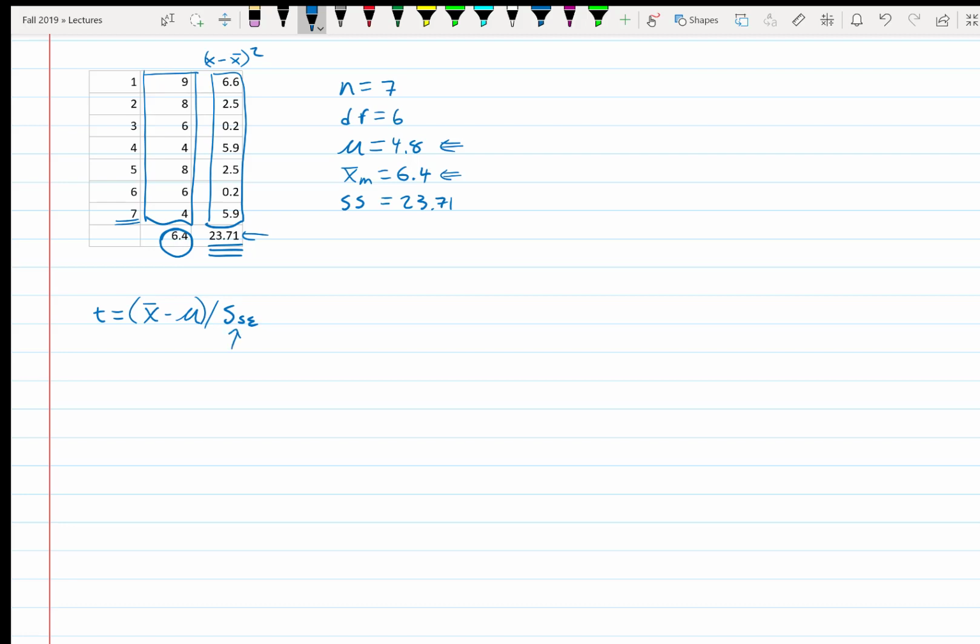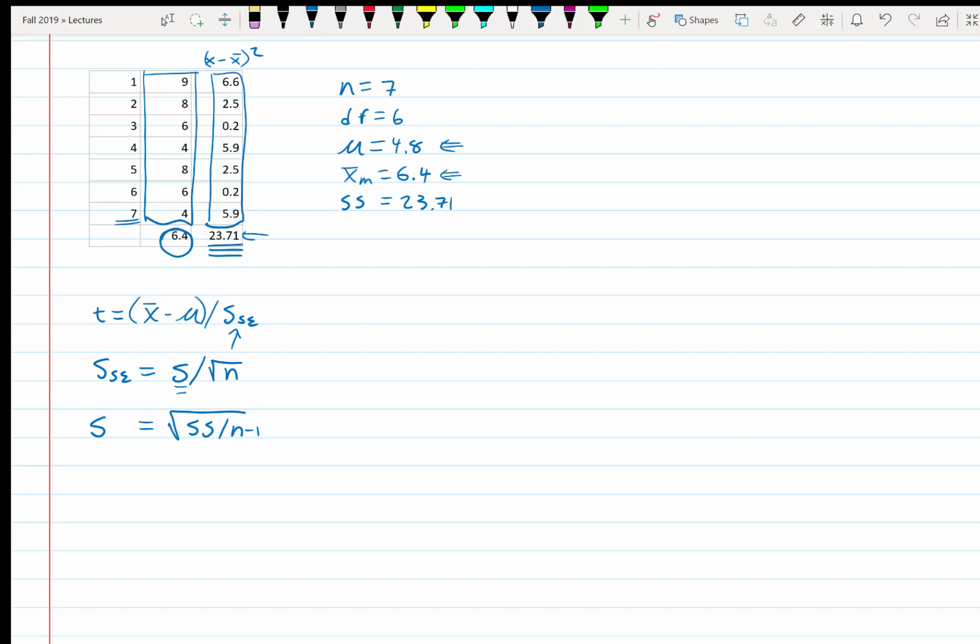All right, so do we have that standard error? No, we don't. It's not given in the problem. The standard error in a problem like this one is computed by taking the standard deviation and dividing by the square root of the sample size. Do we have the standard deviation? No, we don't. How do we calculate a standard deviation? A standard deviation is equal to the square root of the sum of squares divided by n minus 1. So we now know how to get s because we calculated a sum of squares.